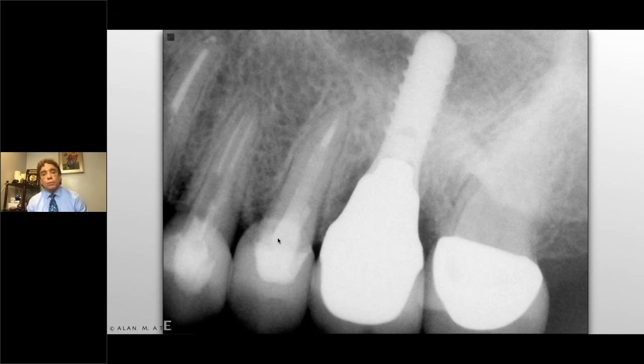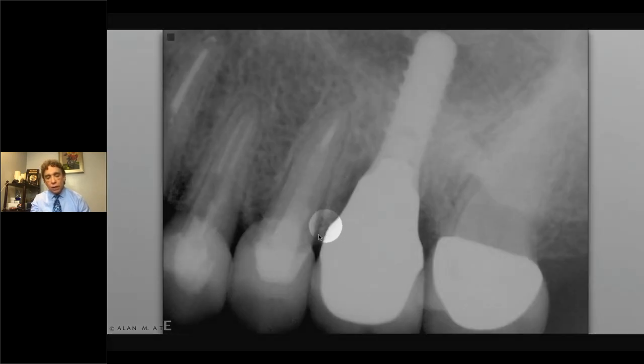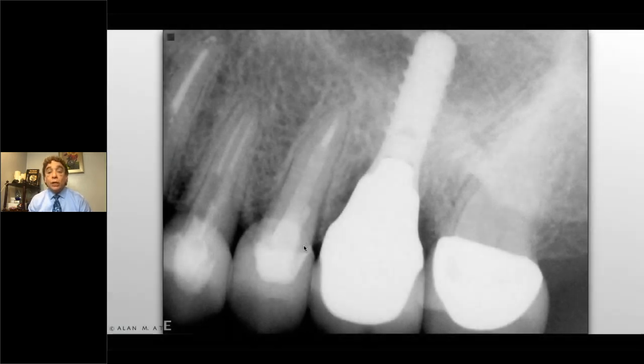Well, I can judge it by several factors. Every time I put the probe down this area, a mountain or volcano of pus would come out of the sulcus. I call that an ailing implant. An ailing implant will eventually turn into a failing implant. So the dentist did not make the right decision.